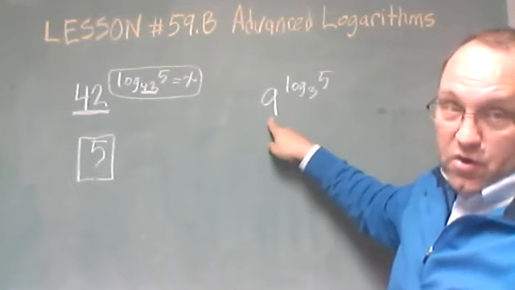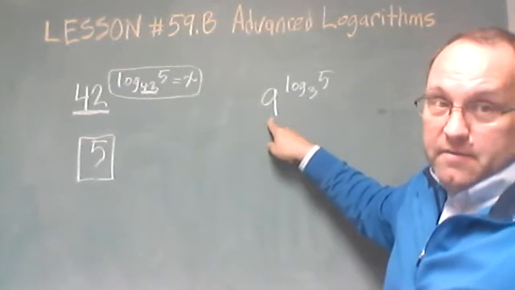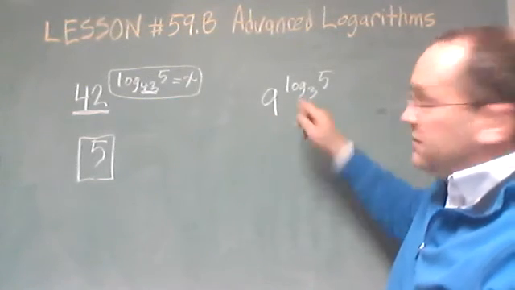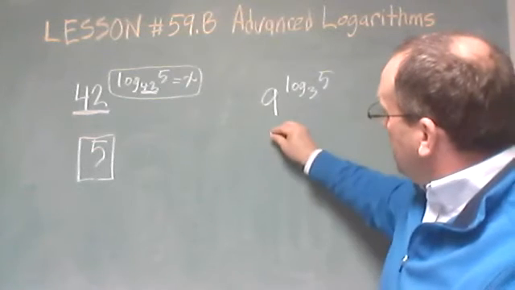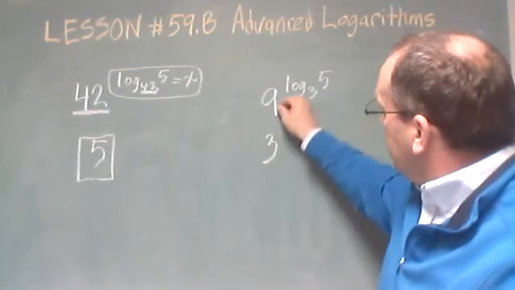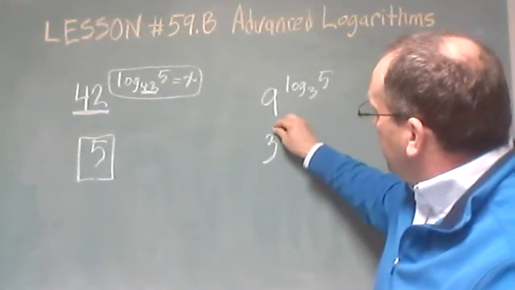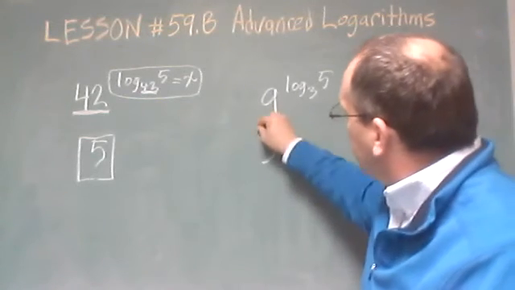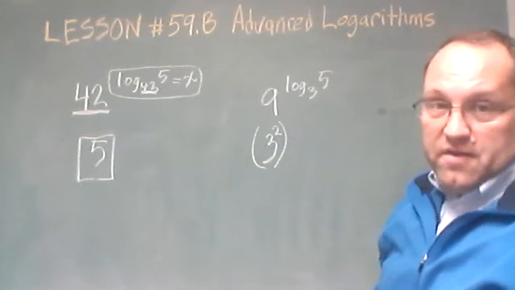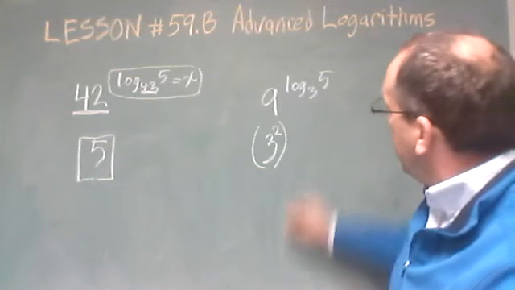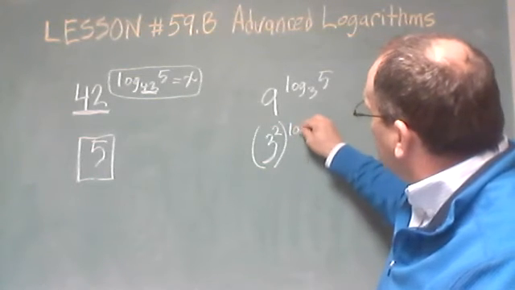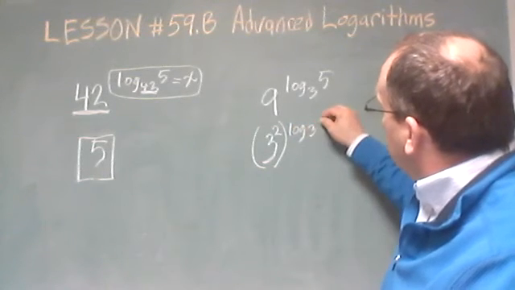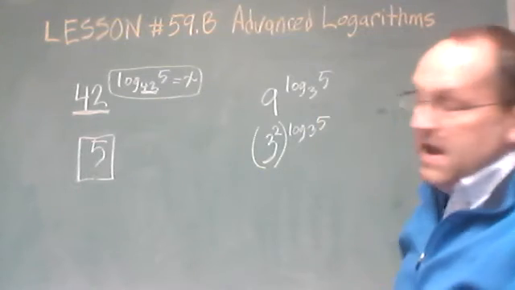But we notice 9 has a peculiar relationship to 3. Okay, we can change that number to a 3 squared. Okay, 9 is going to be replaced with 3 squared. Okay, our logarithmic expression in the exponent remains.